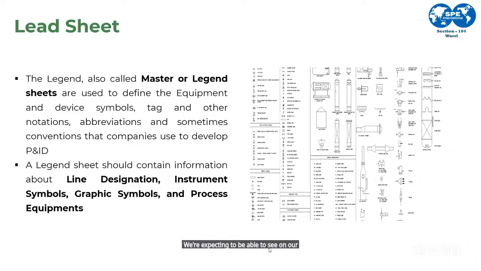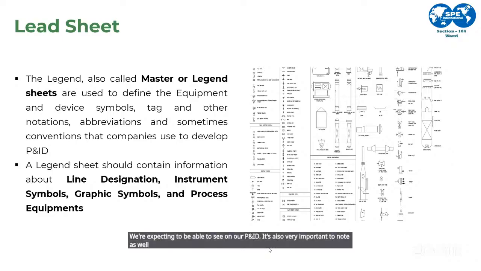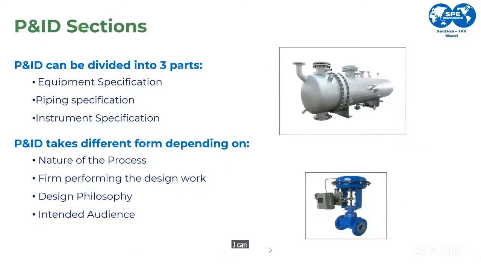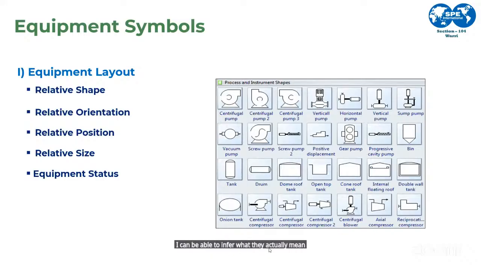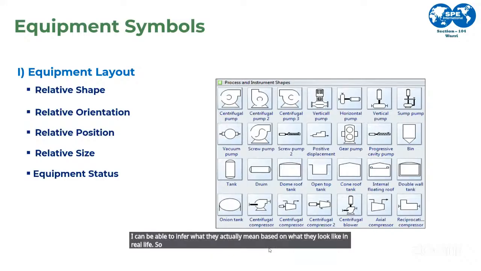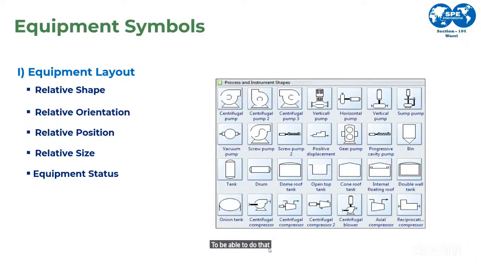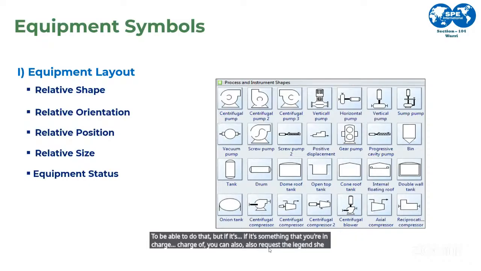on our P&ID. It's also very important to note, when I was talking about the equipment identification, I did mention that there's also the relative shape. So for example, if I see an item on a P&ID, I can infer what it actually means based on what it looks like in real life. If I see a vertical tank, just looking at the tank, I know that, okay, this is meant to be a vertical tank. This is what it actually looks like in real life. So that helps me. But if it's something that you're in charge of, you can also request that legend sheets are provided so that there's no ambiguity as to what the equipment represents.